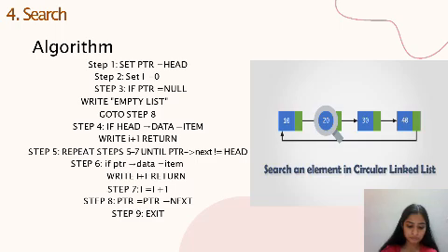Step 4, if head's data is equal to item, write I plus 1 and return, means the item is at position I plus 1, print the position and return. Step 5, repeat steps 5 and 7 until ptr next is not equal to head. Then step 6, if ptr's data is equal to item, then write I plus 1. And then step 8, ptr is equal to ptr next and exit.